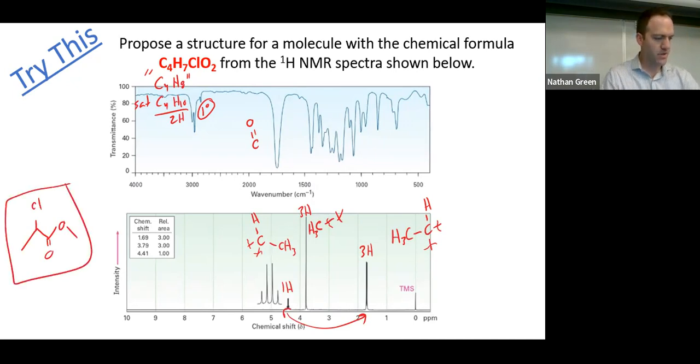I saw several people put this in there. So that's my CH3 next to a CH. That's my CH3 by itself. The chlorine then is the other thing attached to this carbon. That's why it drags so far downfield.